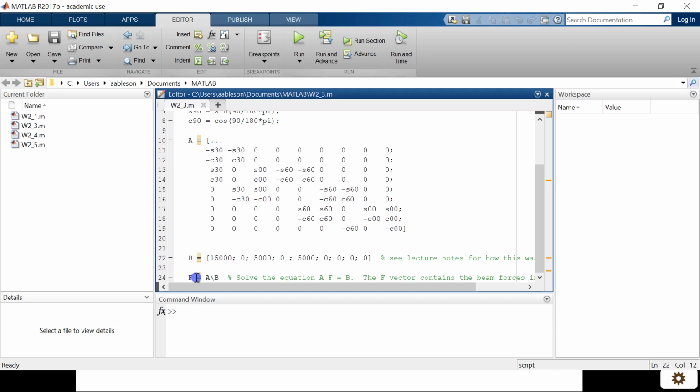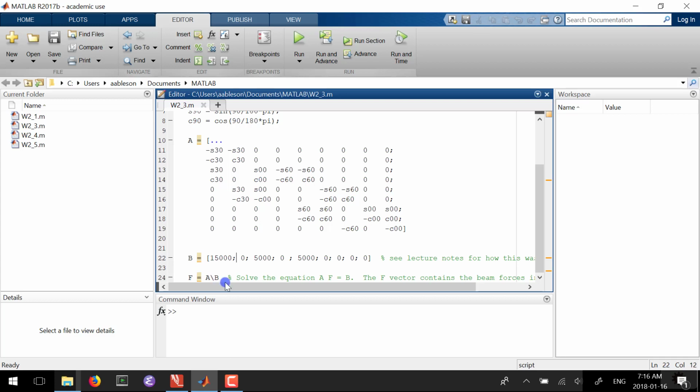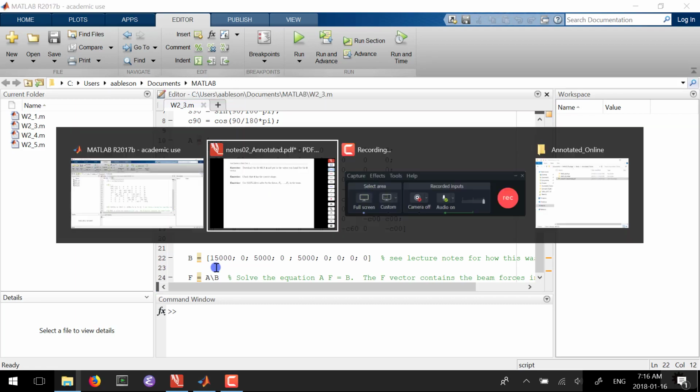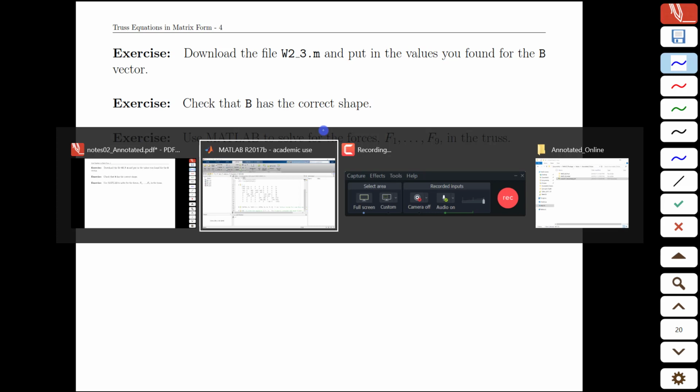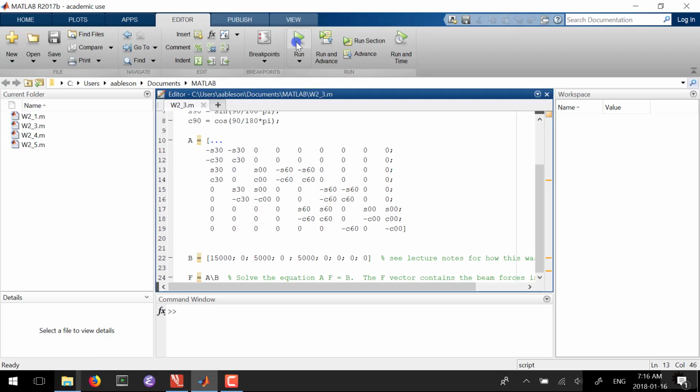And then last but not least, we have the solving procedure. I would like to solve for the unknown forces in the beams, and that's the solution to A times F equals B, and we know how to solve that using the syntax A\B. That'll trigger a Gaussian elimination and give us the unknown forces. So let's do that to actually solve for the forces. All we have to do is run. There we go.